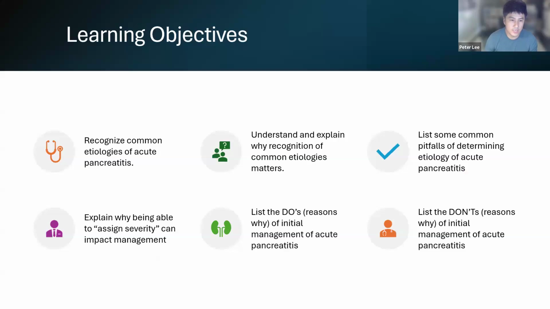Some learning objectives. My hope is that I can help you recognize common and important etiologies of acute pancreatitis. I will refer to acute pancreatitis as AP from here on out because it's a mouthful. Then help you understand and explain why recognition of etiologies matters, and list some common pitfalls in determining etiologies of AP, then move on to why being able to assign severity can impact management, and finish the talk by listing some do's and don'ts of initial management of AP.